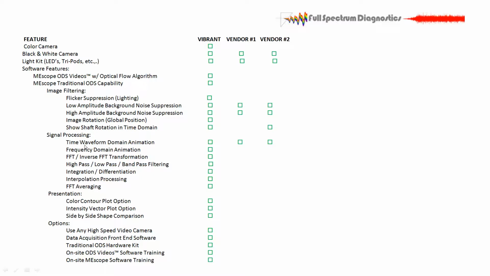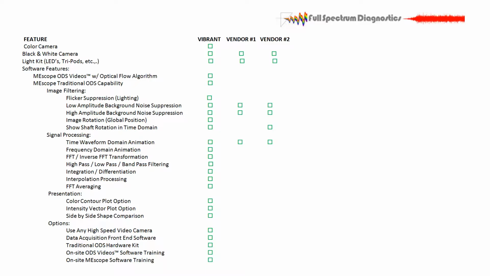Signal processing, we do time waveform domain animation. We also do frequency domain animation. And some of the other vendors, they just concern themselves with the time waveform. Frequency domain animation allows you to see lots of other things, and that's actually why ODS software in the first place was invented, for that frequency domain animation.